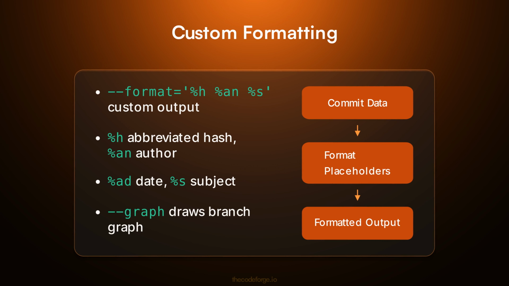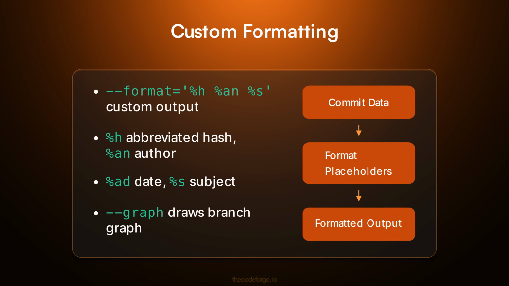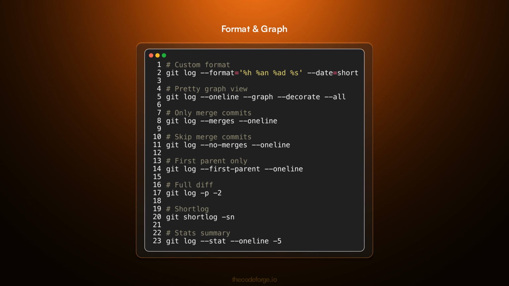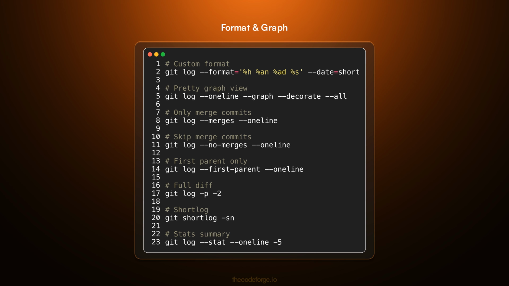You can control exactly what Git Log shows with format. Common placeholders include %h for hash, %an for author, %ad for date, and %s for subject. Combine with graph to visualize branches. Here's how to use custom formats and graph views. First parent shows only the main line of development, great for release notes. Git shortlog groups commits by author, perfect for changelogs.